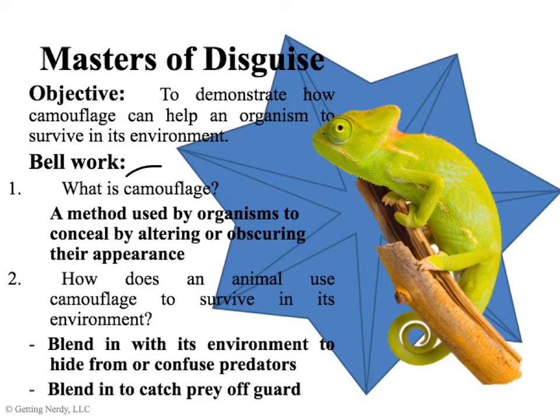So here we see that camouflage is the method used by organisms to conceal by altering or obscuring their appearance. How does it use camouflage? Two ways. It is going to be to blend in with its environment so that the predators are confused or can't see them, or to blend in and catch the prey off guard. So it happens with both predators and prey.